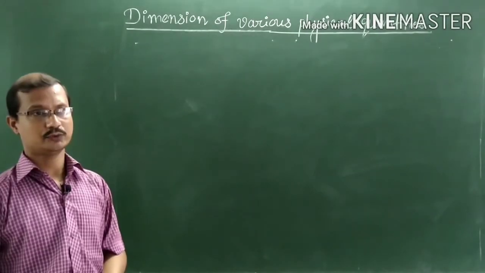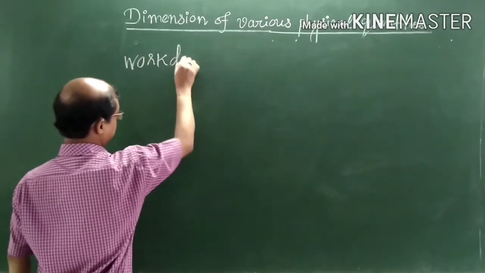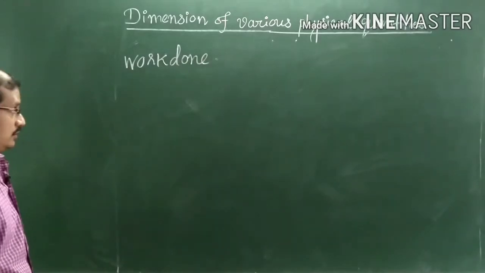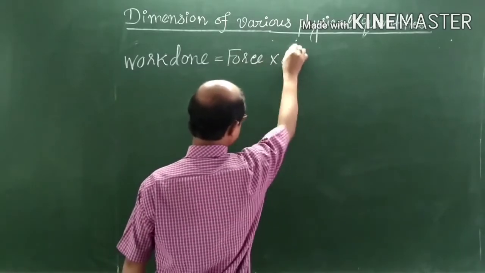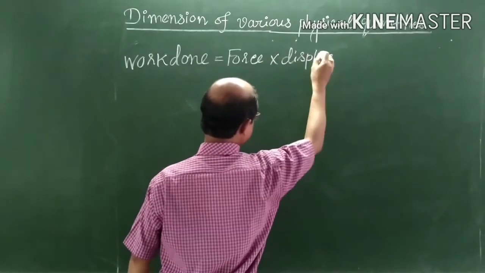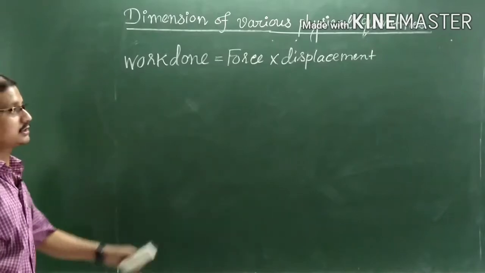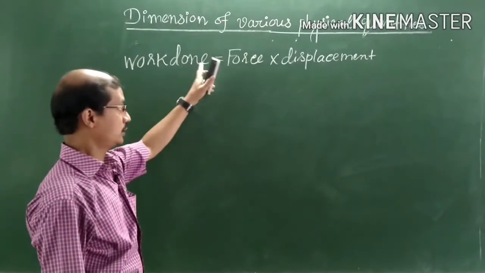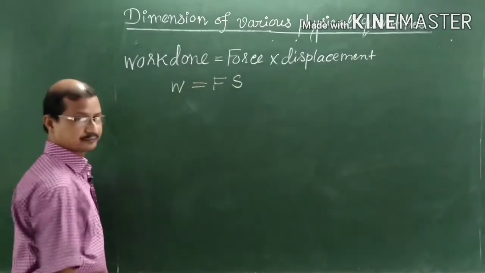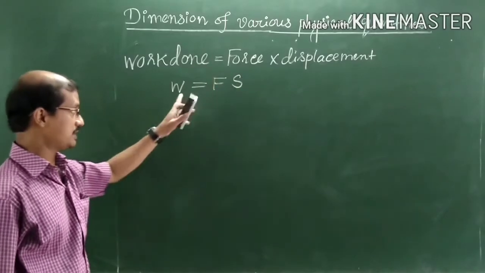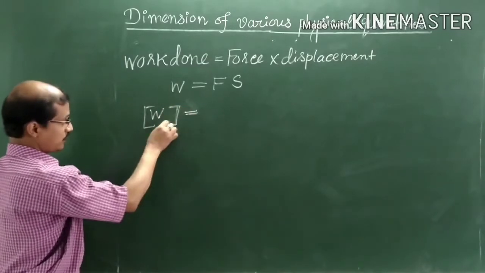Now I am going to determine the dimension of work done. As you know, work done is the product of force and displacement. You have learned these formulas in class 9 and 10. So we wrote the formula earlier: work done equals force into displacement, or you can write W equals F into S. F is the force, S is the displacement, W is the work done.